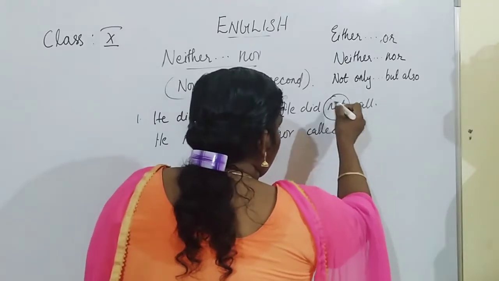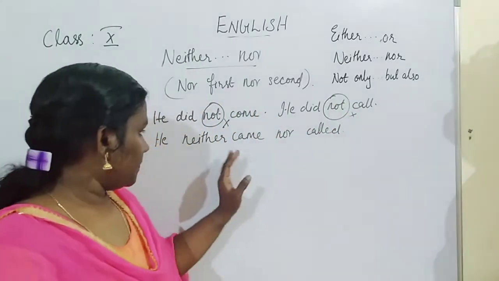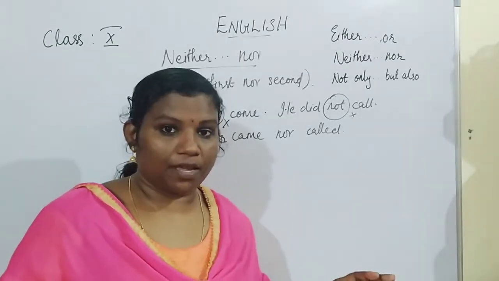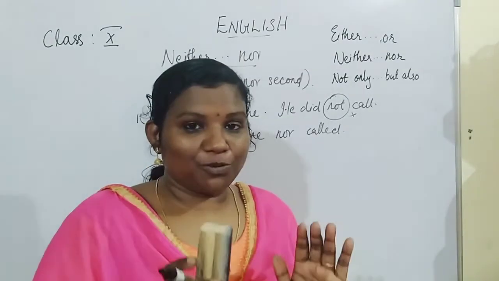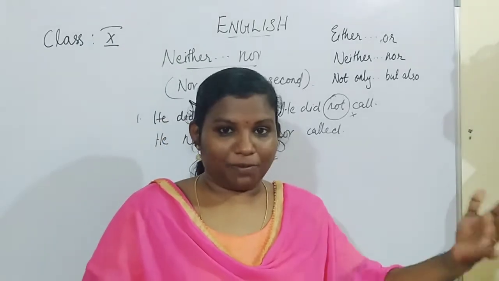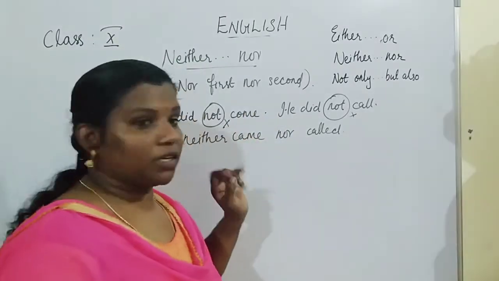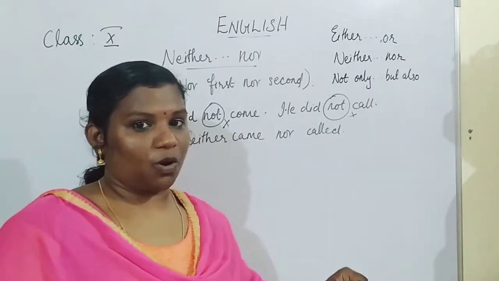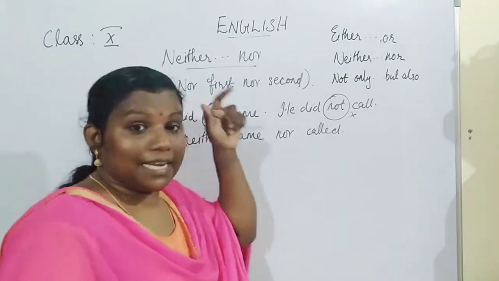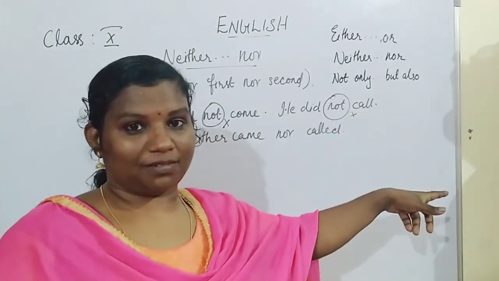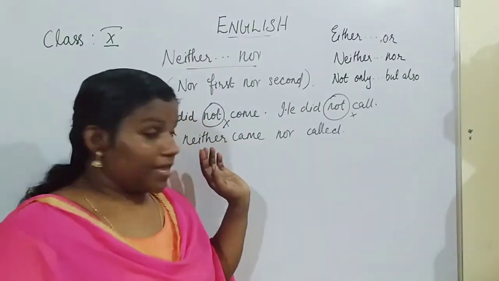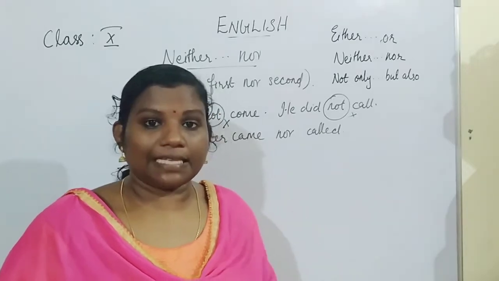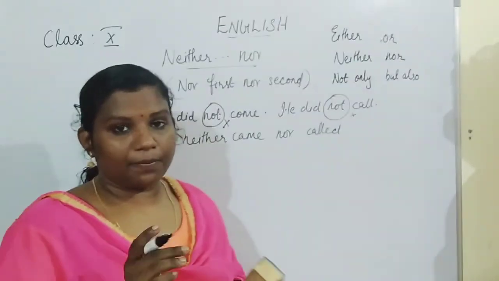Here also the word not we should not use in neither...nor. Neither...nor, that word itself has a negative meaning. In science you have learned when two negatives come, what will happen? It will be positive. So again, if you use neither with not, what's the meaning of that sentence? He came and he called. What we want to say here is, he did not come and he did not call. Clear, students? So that's why we are not using not when we are using this conjunction neither...nor. Okay, so one more example, let me write here.